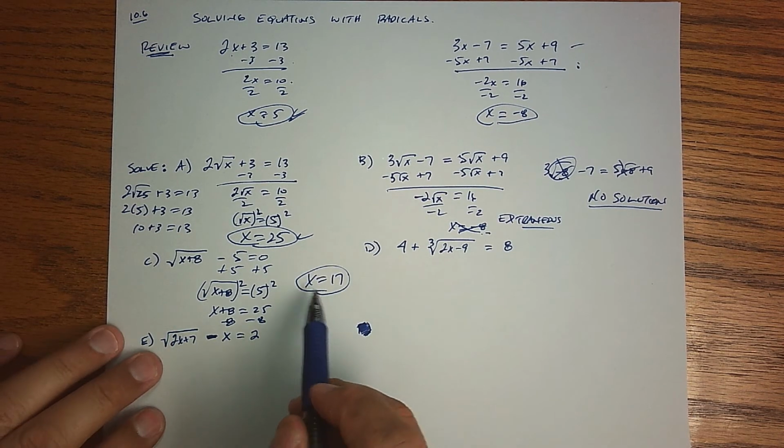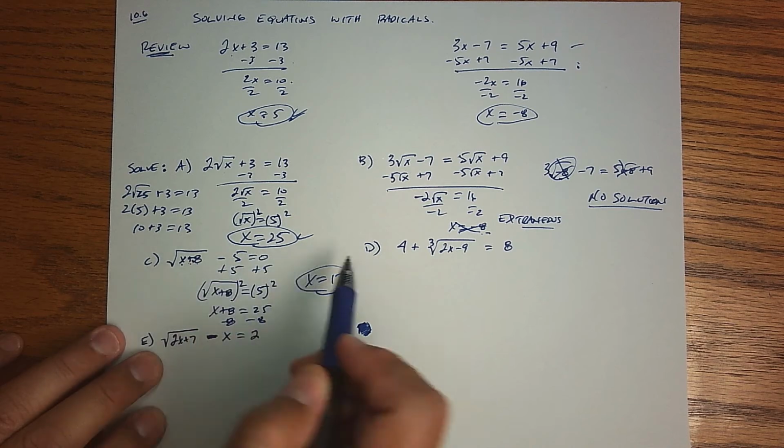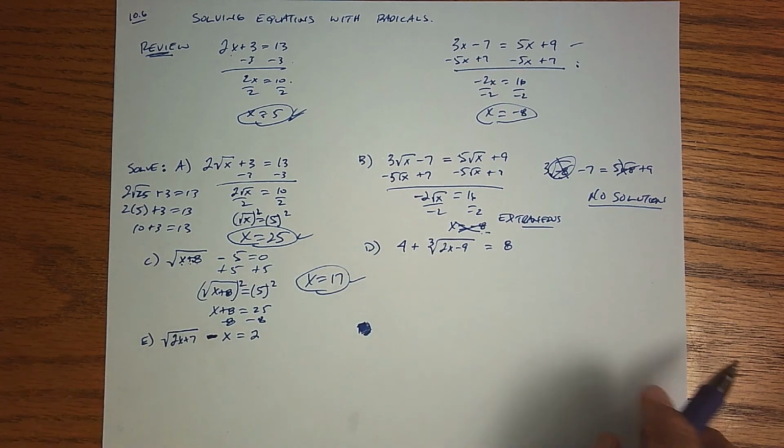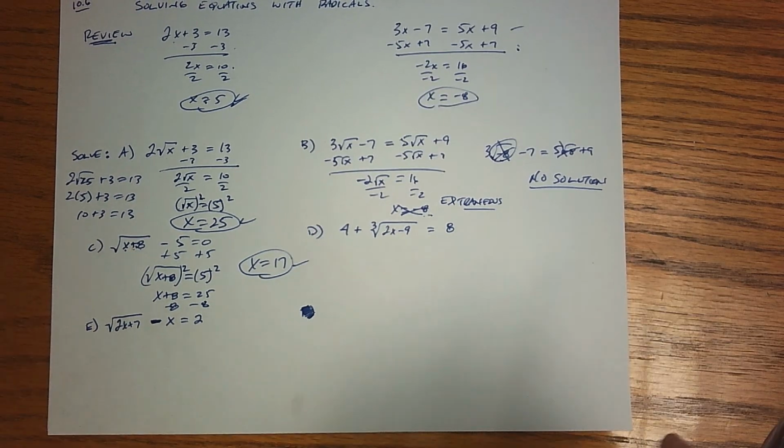And of course, pretty easy to check. 17 plus 8 is 25. Square root of 25 is 5. 5 take away 5 is 0. So it does actually check out. It's not extraneous.